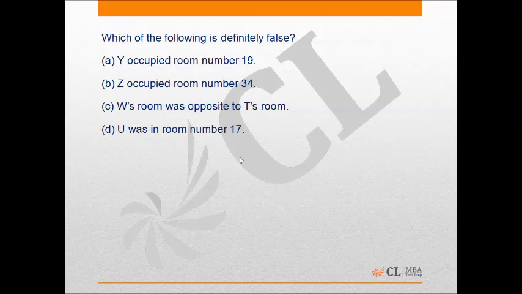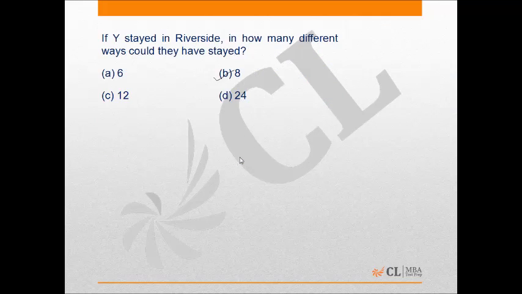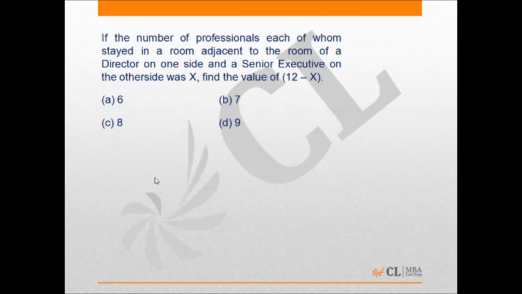W's room was opposite to T's room. We can clearly see in the given table that W's room was opposite to P's room. It was not opposite to T's room. So the answer is option C. It is definitely false. Just for cross checking, yes, U can stay in room number 17 and Y could have stayed in room number 19 or 15 anyway. So the answer is option C.